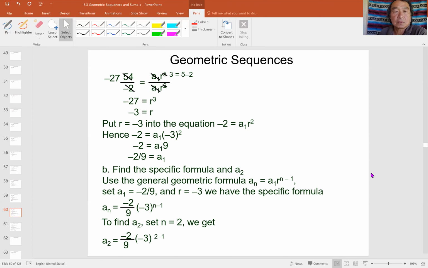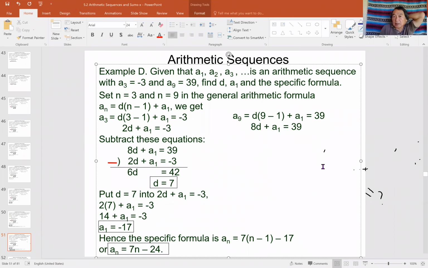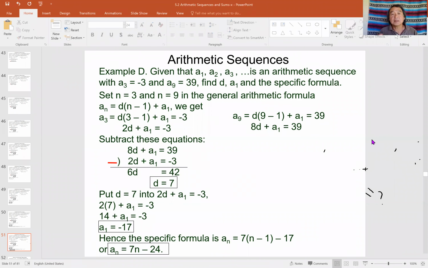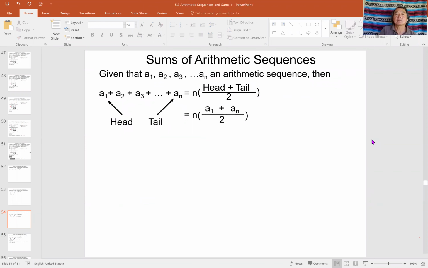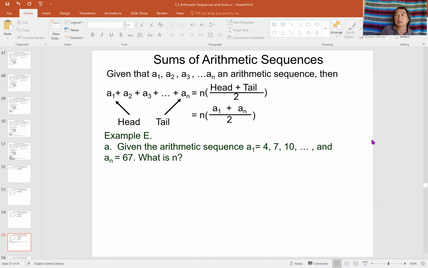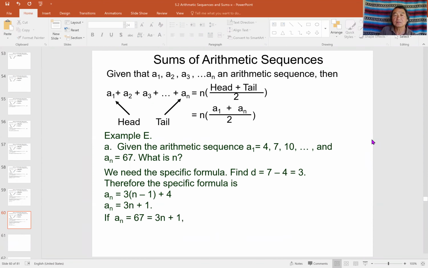Then what else will we do? Let's go to arithmetic. So now back to arithmetics, the add and subtract one. It's easier to start out with these types of situations. Next, we're going to add them. Here's how to add an arithmetic sequence. Like here's 4, 7, 10. You have an arithmetic sequence and it goes all the way on to 67. Then I'm going to ask you to add them together.